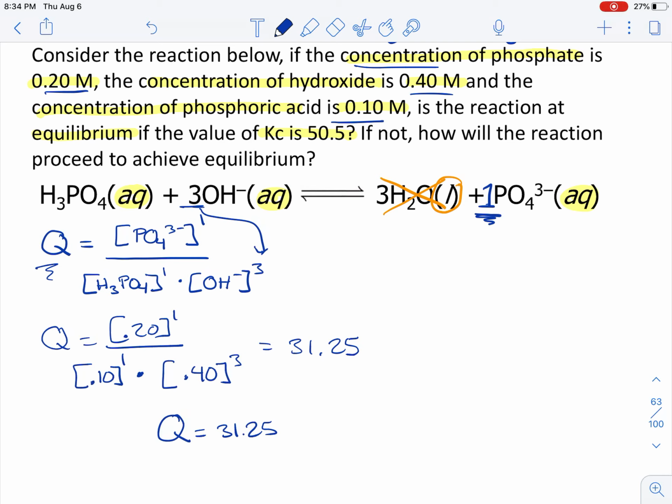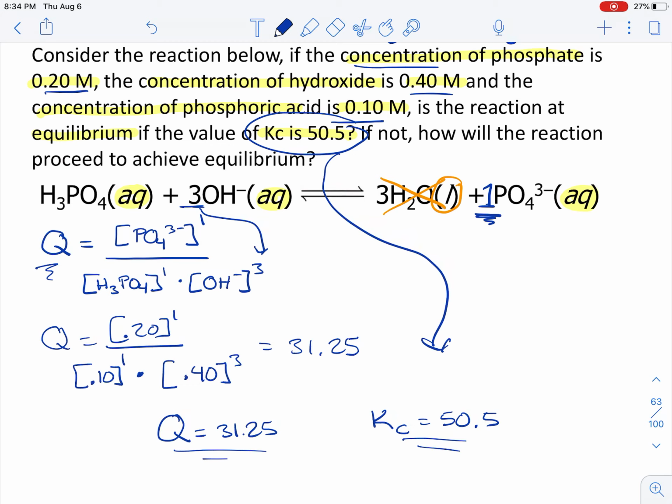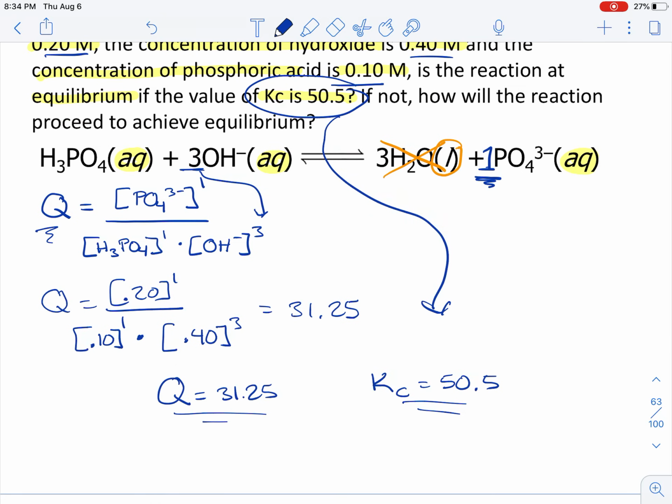Now, based on the problem, it told us the value of Kc is 50.5. And so based on these numbers, is this reaction at equilibrium? Okay, and the answer is no. Because Q does not equal K, the reaction is not at equilibrium.